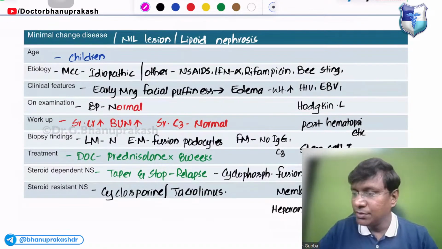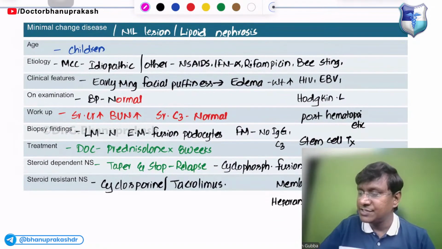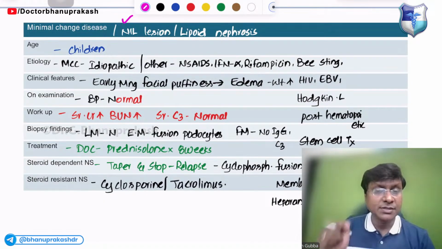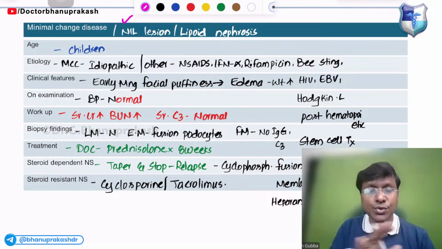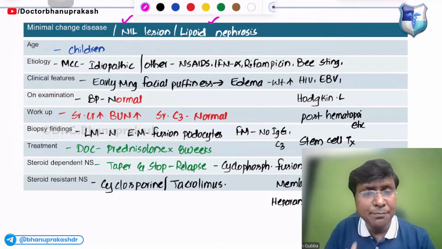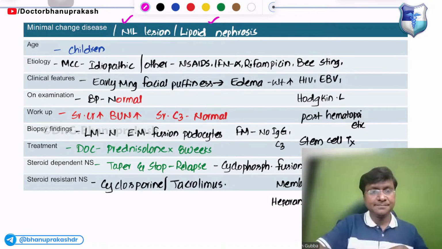Coming to minimal change disease. The other name for minimal change disease is nil lesion. Why is it called nil lesion? Because under the light microscopy, you don't see any abnormality. That is the reason why it is called nil lesion. Then it is also called lipoid nephrosis. Why? Because there is lipiduria.